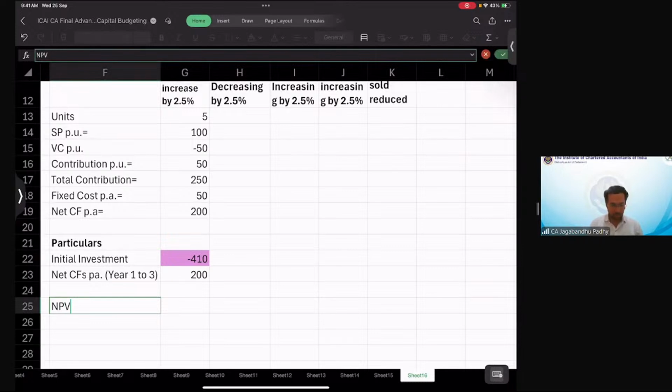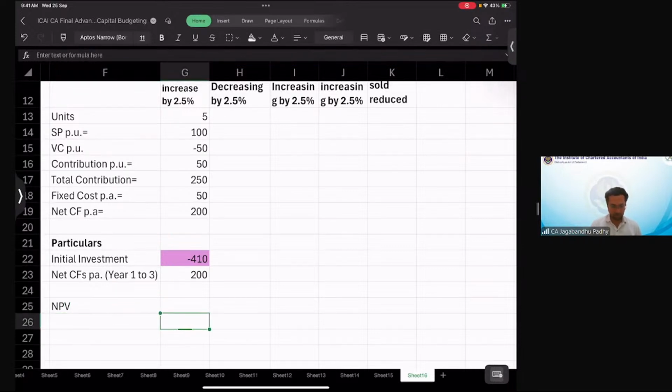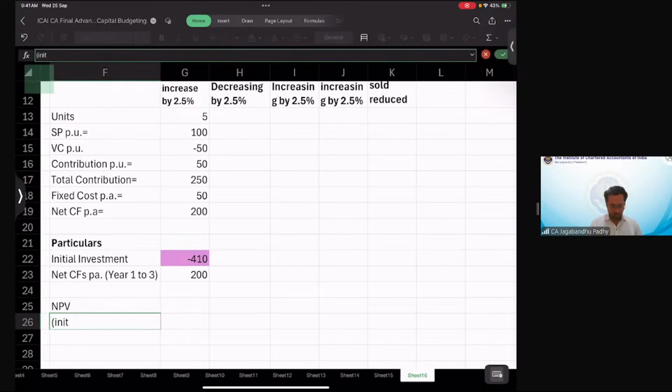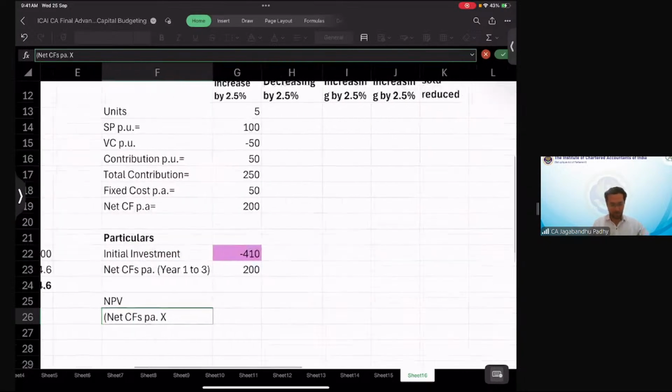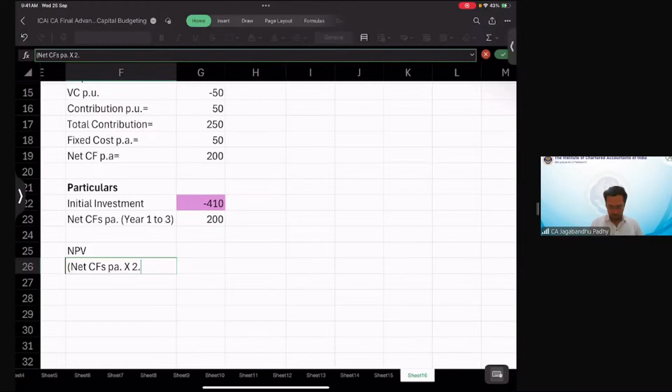Now when we calculate the NPV, we can simply calculate the NPV by taking net cash flows per annum multiplied by, what is the PV factor? 2.673, right? Net cash flow per annum multiplied by 2.673 minus initial investment.